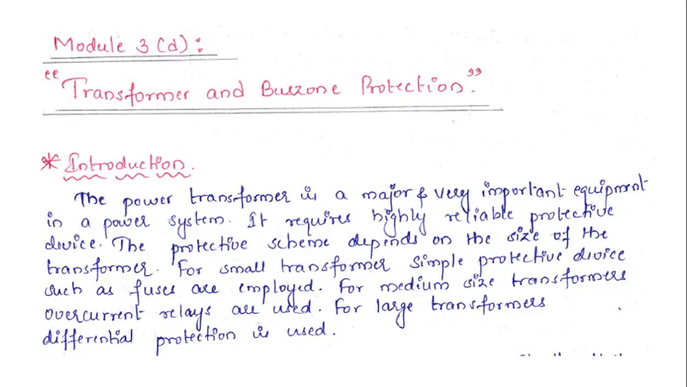As we already know, the generated voltage in the generating station is only 11 kilovolt, so it is not economical to supply such a voltage. In order to increase the voltage level for transmission purposes, we need to make a step up. For that we'll be making use of step up transformers, and the stepped up voltage will be transmitted through the transmission line.